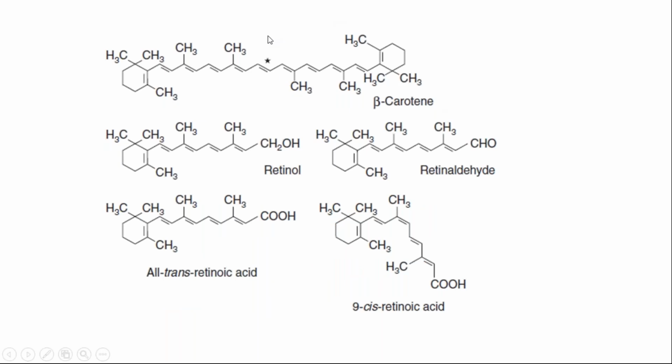This is beta carotene, where beta carotene gets cleaved to give you retinol. Retinol is reduced and you get retinaldehyde, and retinaldehyde can be oxidized to give you all trans retinoic acid or be converted into 9-cis retinoic acid. These four are the forms of vitamin A, and this is provitamin A beta carotene, which also gives you the orange color, which can be used as a natural color for coloring food.